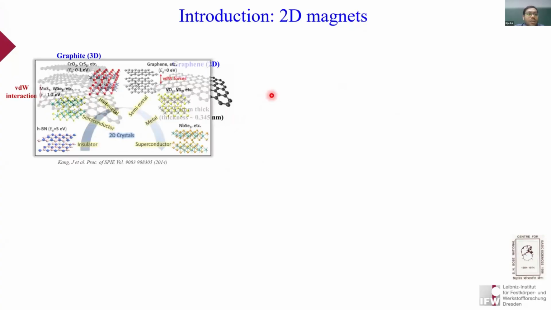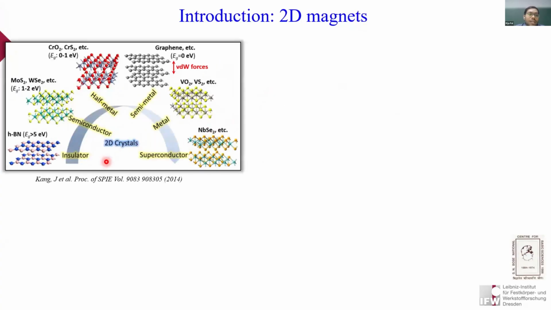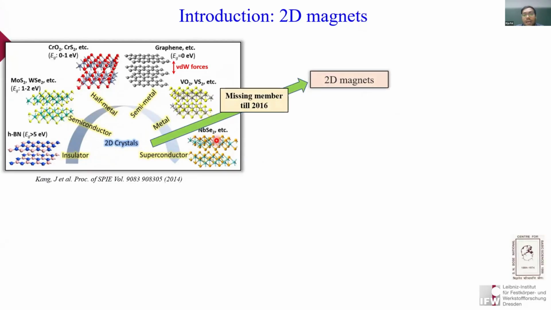After the discovery of graphene, a lot of 2D materials were synthesized. They are in different forms like insulator, semiconductor, half metal, semi-metal, metal, superconductor, etc. But there was a missing member in this family till 2016, called the 2D magnet.